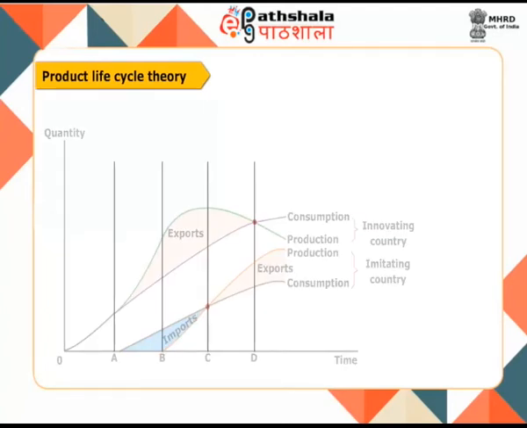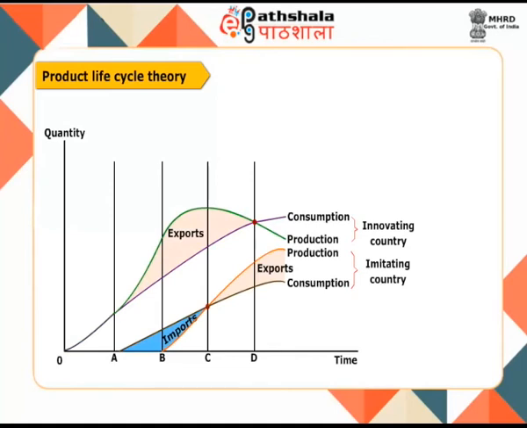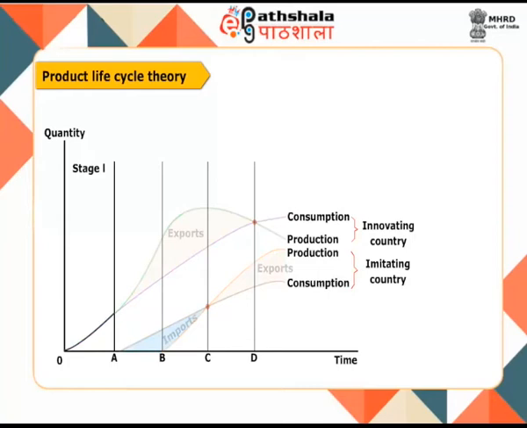In the figure, we have measured quantity along the y-axis and time along the x-axis. In stage 1, or new product phase, the product is produced and consumed only in the innovating country. New products are introduced to meet local needs, and new products are first exported to similar countries, that is, countries with similar needs, preferences, and incomes.